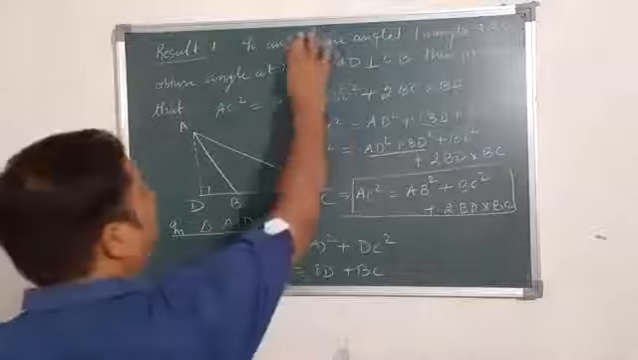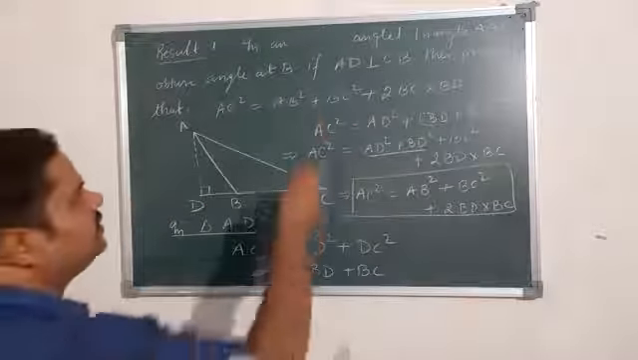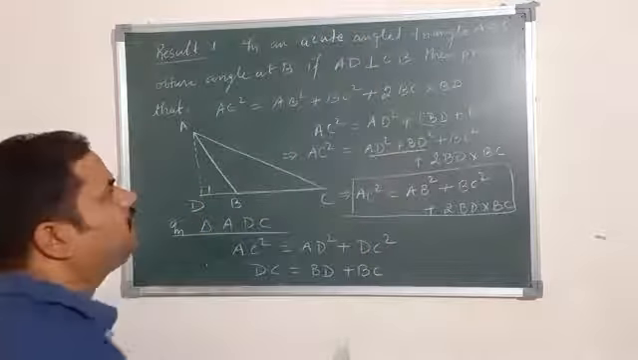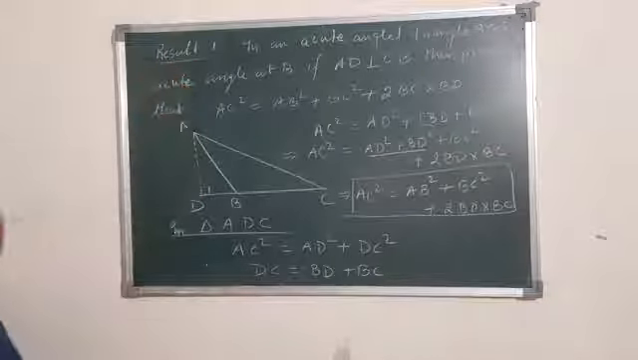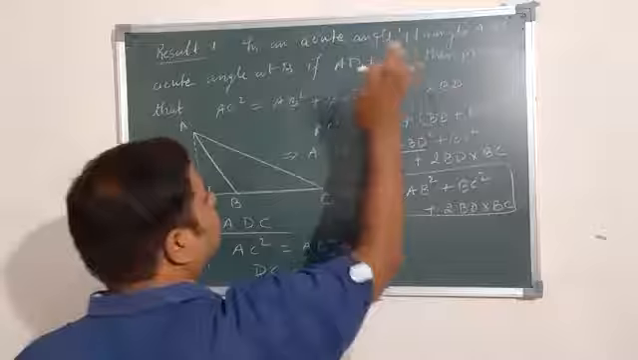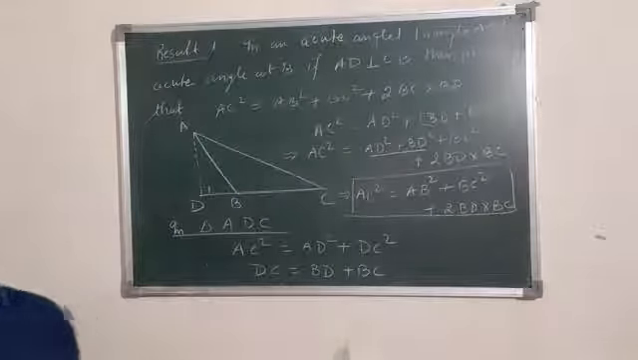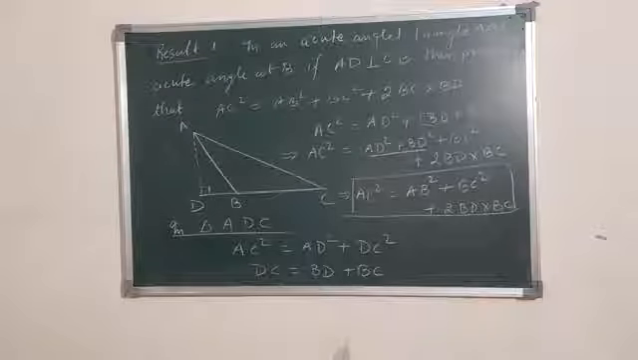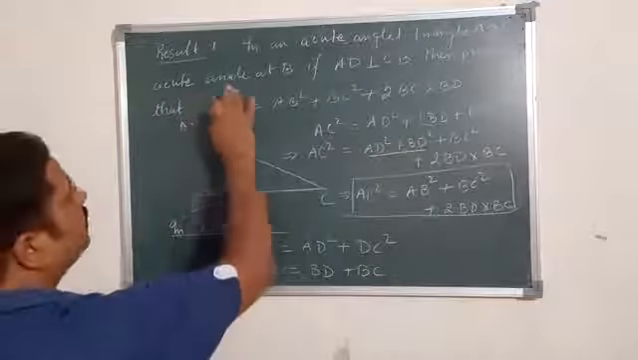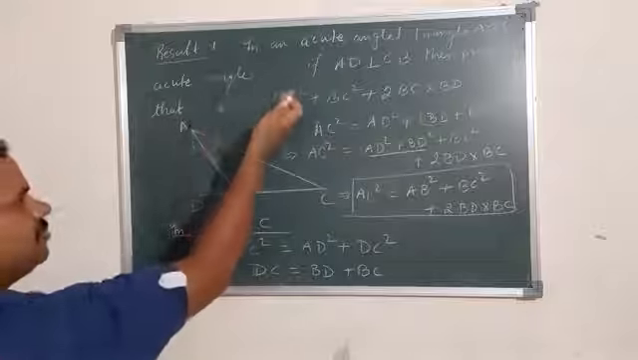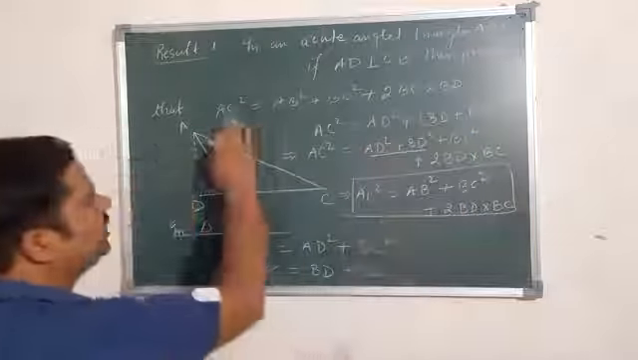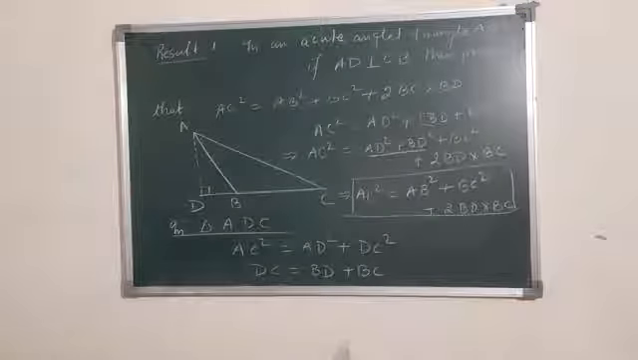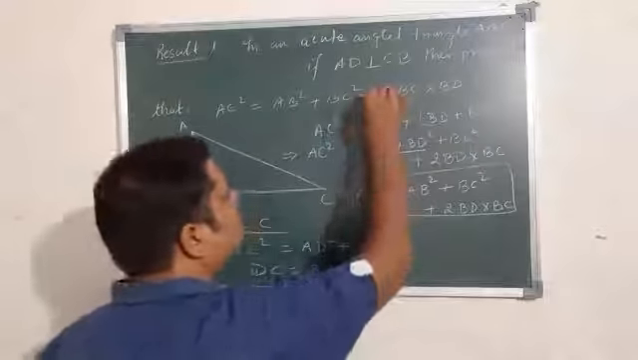Now we are going to prove for an acute angle triangle ABC, which is acute at B. If AD is perpendicular to CB, then prove that AC square is equal to AB square plus BC square minus 2BC cross BD.